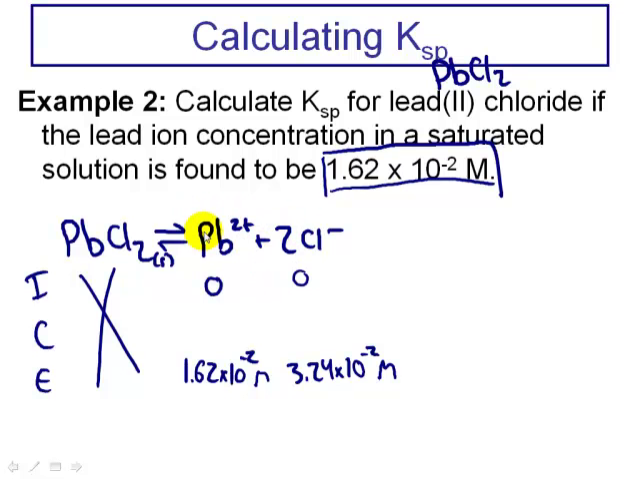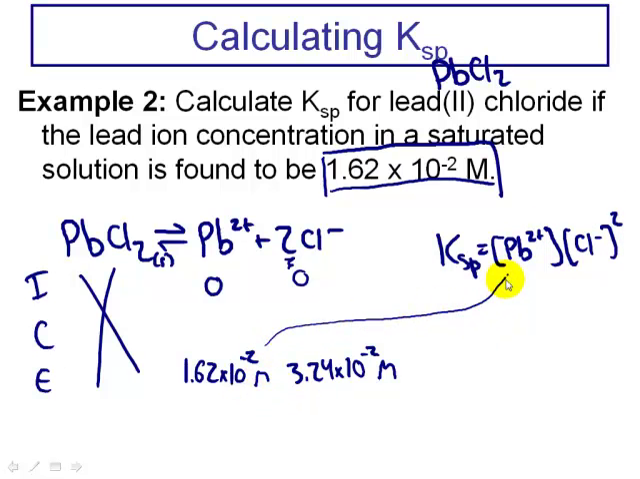And so now that I know the concentrations of the ions, I can set up my KSP expression and plug in the numbers. Now here's the trick. KSP for this one is a little more complex because we have that coefficient of 2 right there. And so KSP is going to be equal to the molarity of lead 2 plus ions times the molarity of chloride ions squared. If we take our information and plug it in, so that's my concentration of lead, and that's my concentration of chloride.